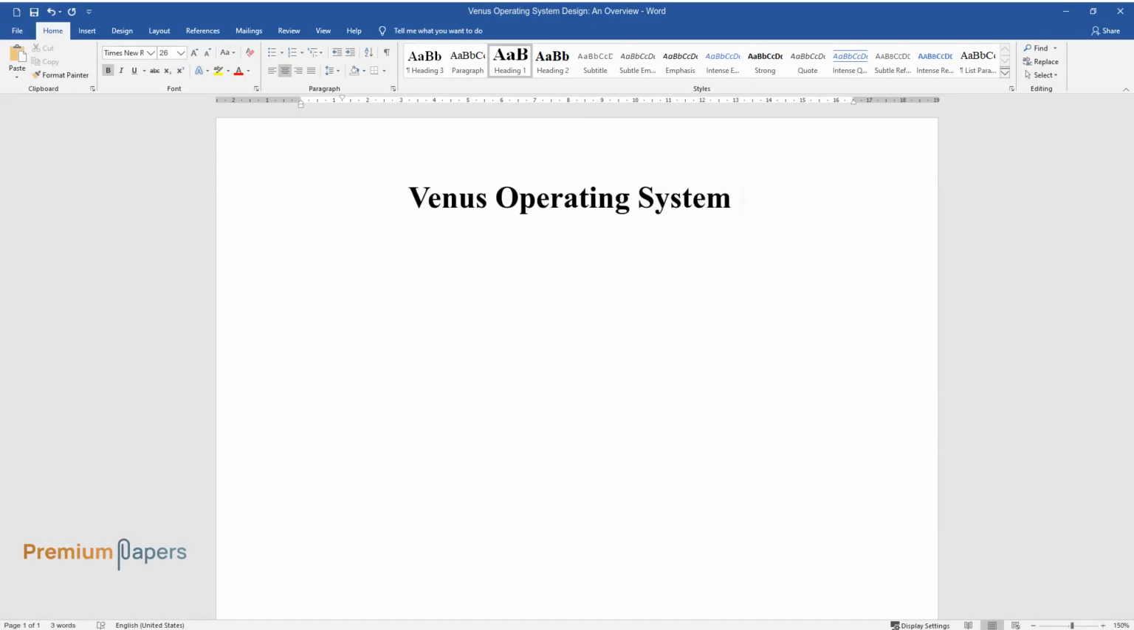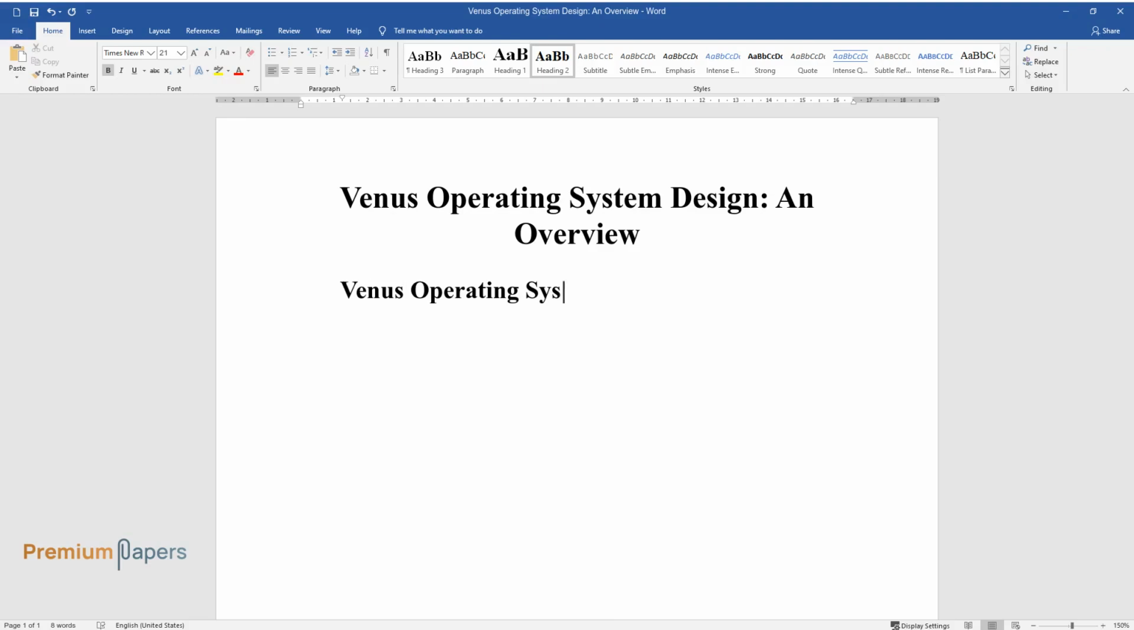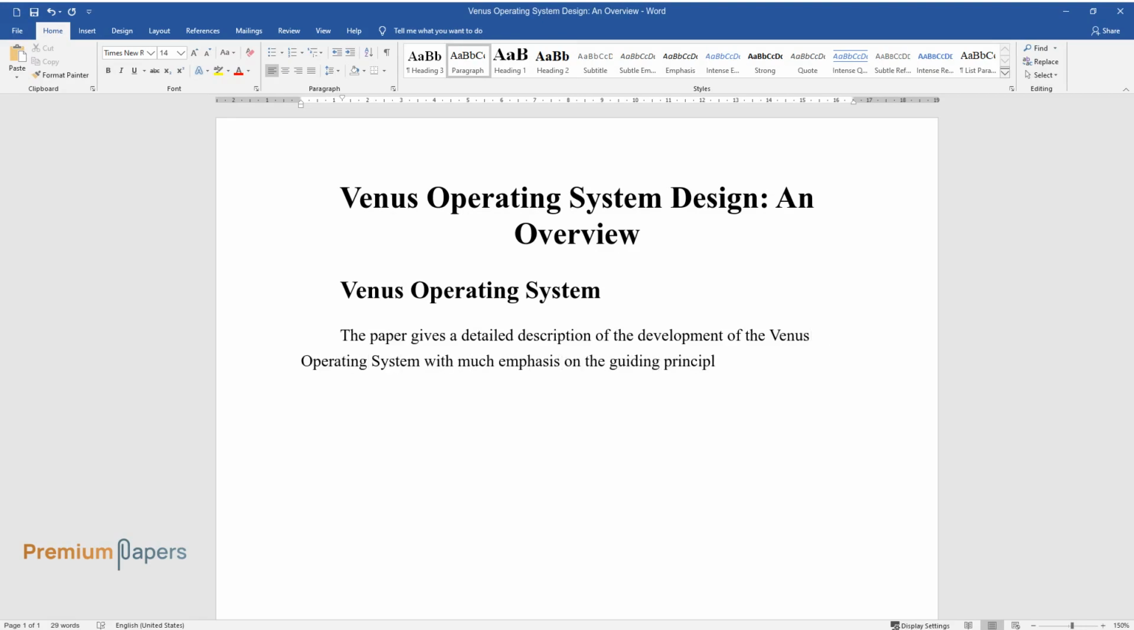Venus Operating System Design, an overview. Venus Operating System. The paper gives a detailed description of the development of the Venus operating system with much emphasis on the guiding principles for the design.